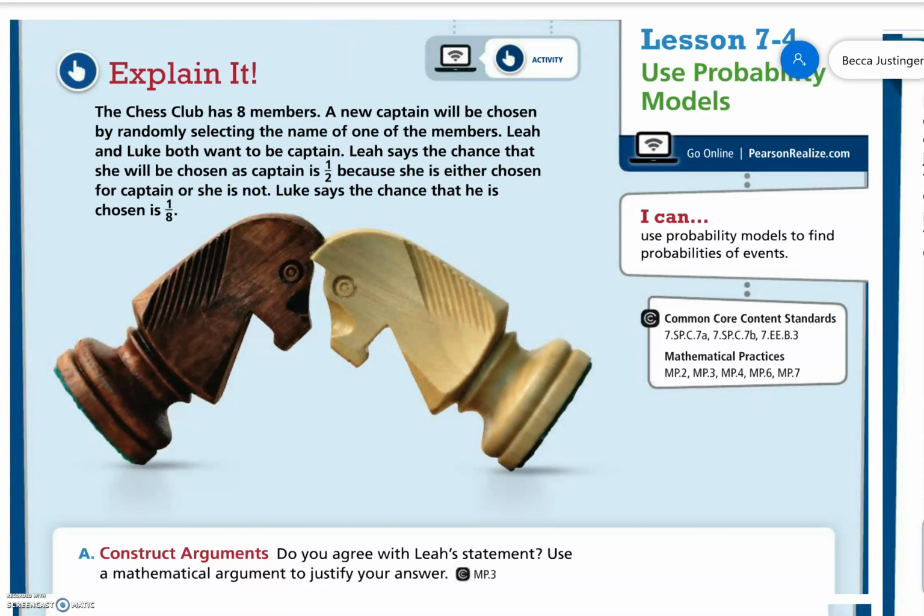Hi, 7th grade. Welcome to lesson 7-4, use probability models. By the end of the lesson, I want you to be able to say, I can use probability models to find probabilities of events. Let's explain it.